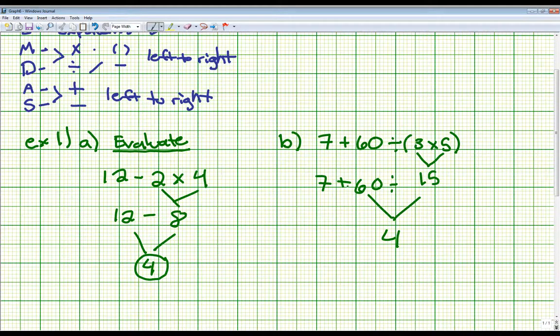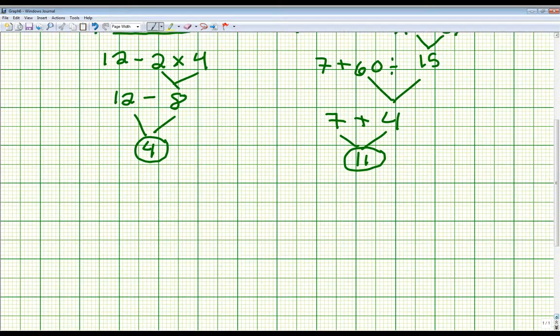So then we have 7 plus 4 left over, and that's our last step. 7 plus 4 would give us 11. So 11 would be our final answer if we are evaluating 7 plus 60 divided by 3 times 5 in parentheses. So that's how you evaluate a numerical expression.